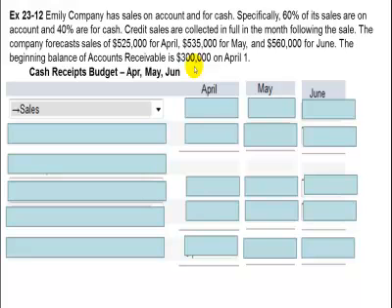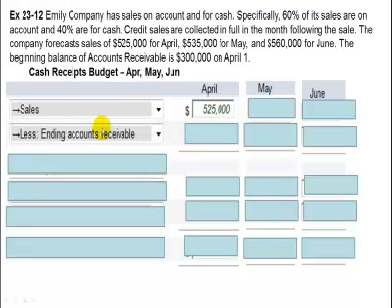Sales for April are supposed to be $525,000, and that was given to us. And these are total sales now, and since we're looking for cash receipts, we're not going to collect all those sales in April. We're going to have to subtract off the ending accounts receivable balance, which would be $315,000.